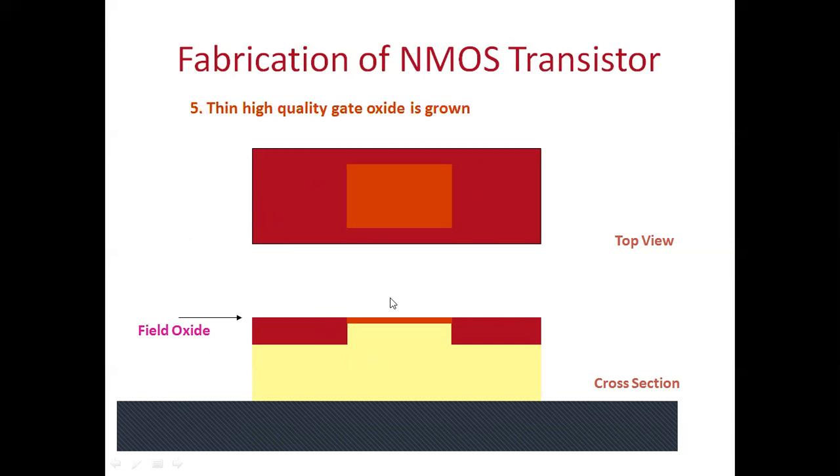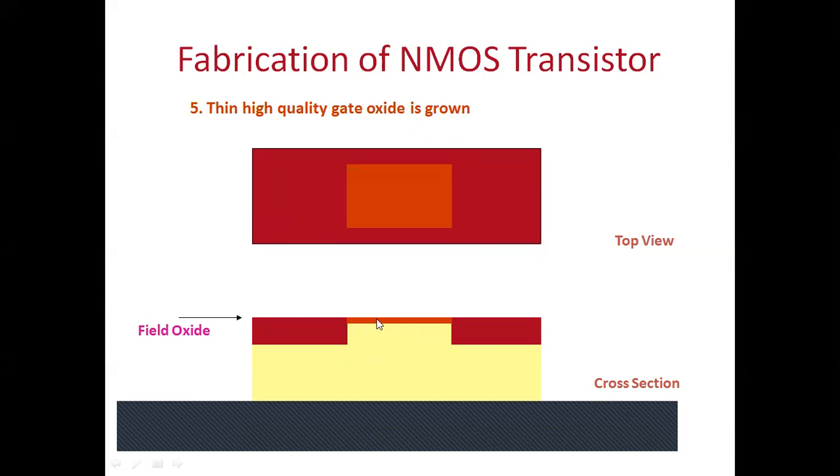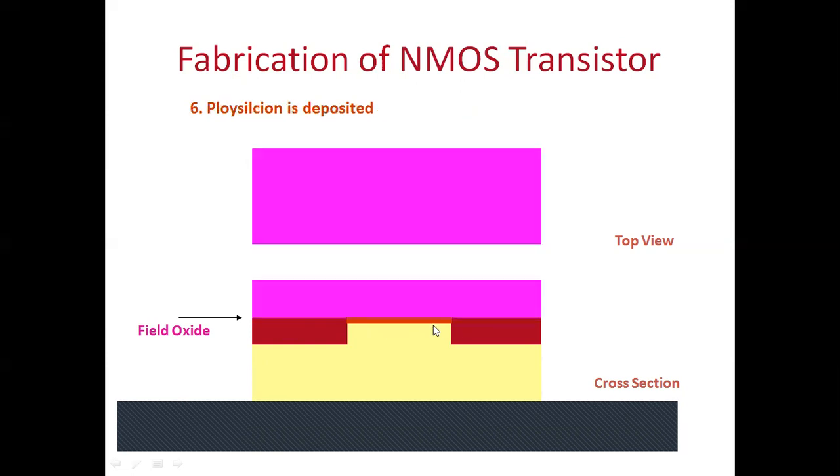Now, next step is this thin oxide is grown. Thin oxide. You can see here, thin oxide, very thin. So thick is field oxide. This is gate insulator. Then on which polysilicon is deposited. You can consider this polysilicon like a metal. So that metal is deposited.